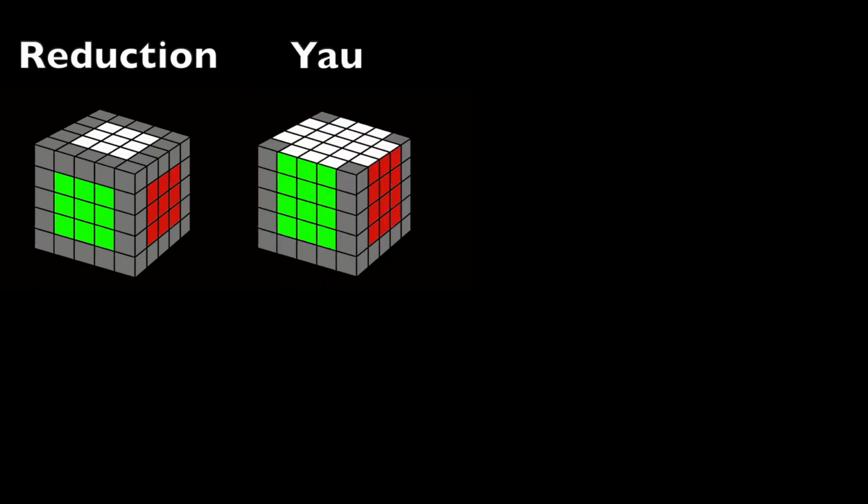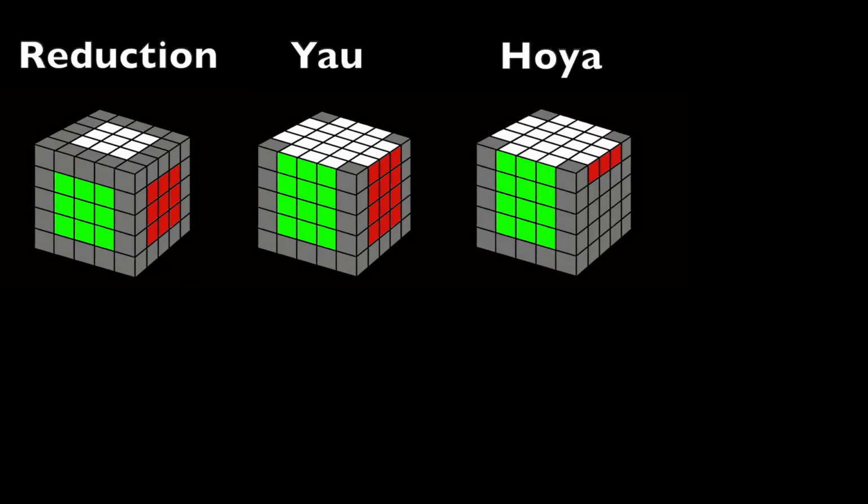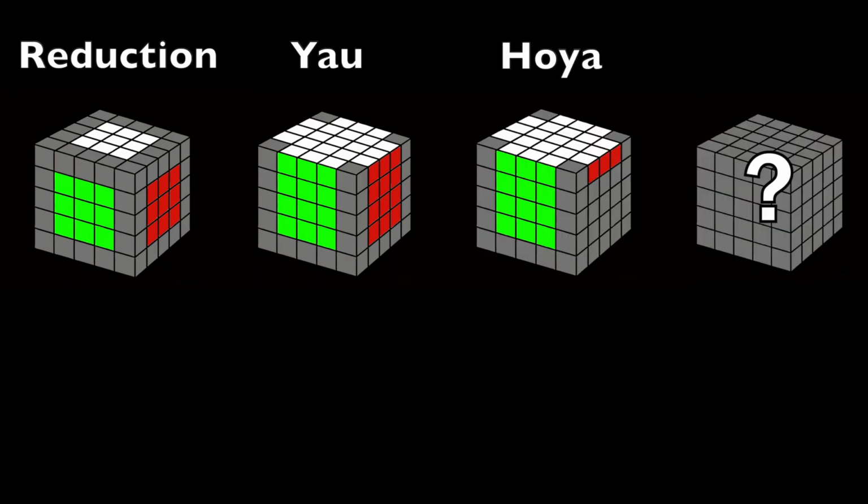And in Yao method, when you build all 6 of your centers, you will also have your 4 cross edges done and in place. And then, of course, there's Hoya method, and there's the other method that I don't remember the name of, both of which I will not be talking about for their version of edge pairing because nobody cares about them, and they're really just not good in any way. So we're not going to be focusing on those. We're really going to be just focusing on reduction and Yao.